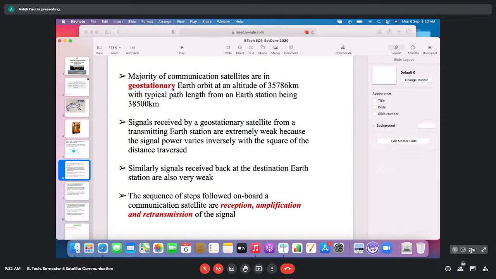So these are some of the conditions which are necessary. One of the conditions, I should say, is that in order to qualify as a geostationary communication satellite, these objects have to have an altitude of roughly 35,786 kilometers, and the typical path length from an Earth station, that means the transmitting and receiving station on the surface of the Earth, will be about 38,500 kilometers.